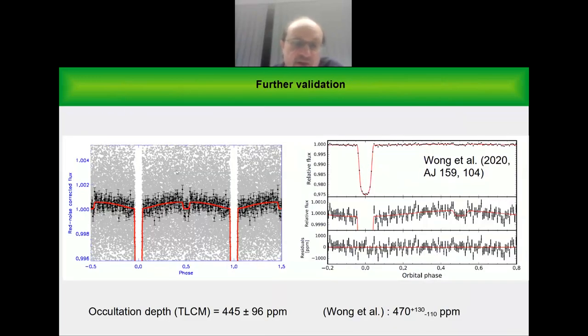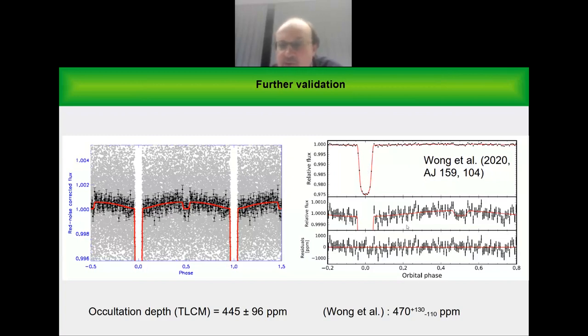The gray points are the original TESS data points after removing the red noise component from them. And the black points with the error bars are the binned version of the data. And an occultation depth of 445 plus minus 96 ppm was detected here. Since this is not a new result, because this was already observed by Wong et al. in 2020, it is a good opportunity to compare these results to each other.